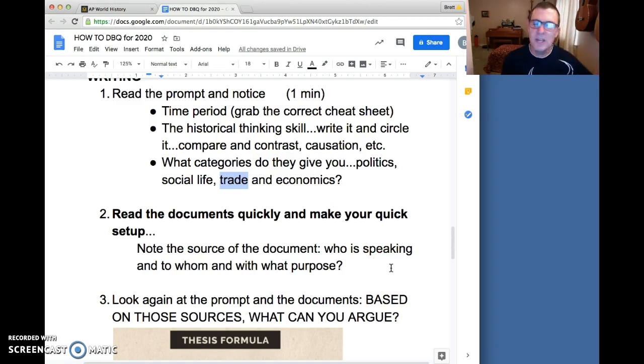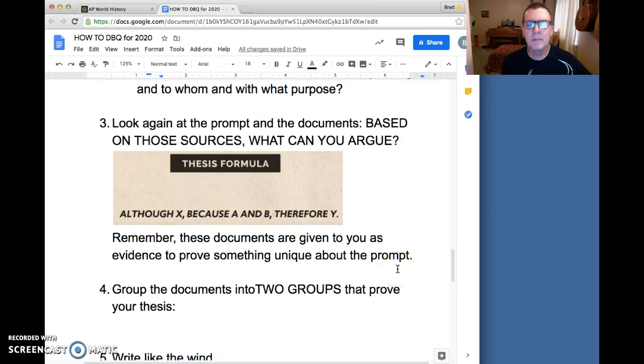So this whole setup is going to be 7 minutes tops. Then you're going to look again at the prompt and the documents, and then you're going to come up with your thesis. One of the things we did earlier this year was a thesis workshop. Well, as a part of that workshop, we looked at this. It's another teacher's formula for a thesis, and it's brilliant. It's just totally awesome. Although X, so you're giving some credence to the other side, although X, because of A and B, therefore Y. Remember, the way that we build arguments is with that crucial therefore word, or that crucial because word. It's just super important to have that.